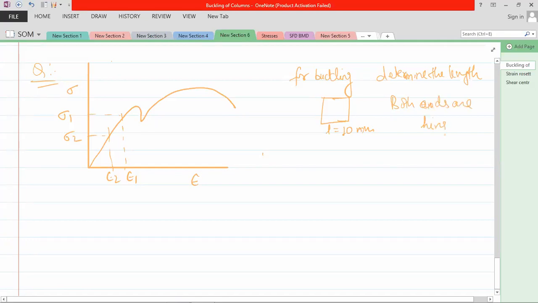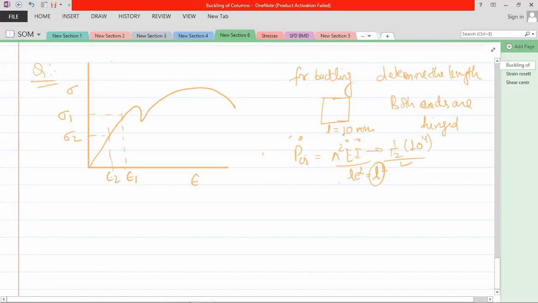Now if you see the formula, P critical is equal to pi square EI upon L effective square, and that is equal to L square for the both hinged condition. If you want to obtain the length, you need to know all the values, because there is only one equation. So you need P critical, E value, and I value. You can obtain I as 1 by 12 times 10 to the power 4. That is known, but E value and P critical value are not known.